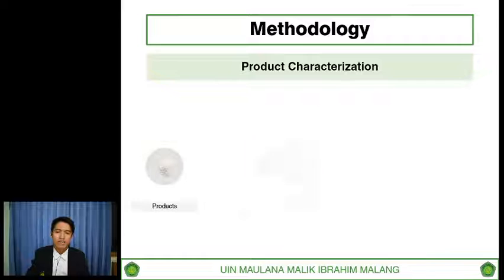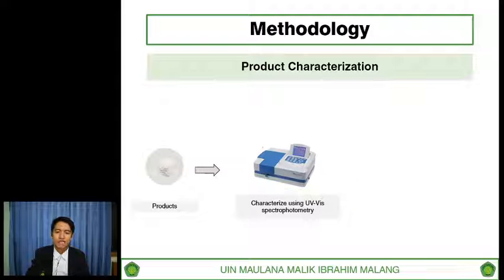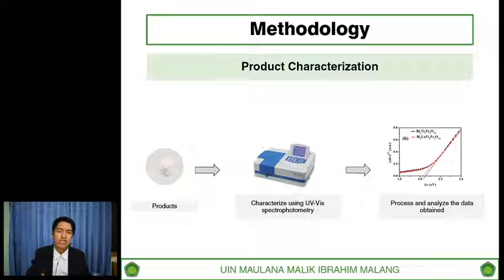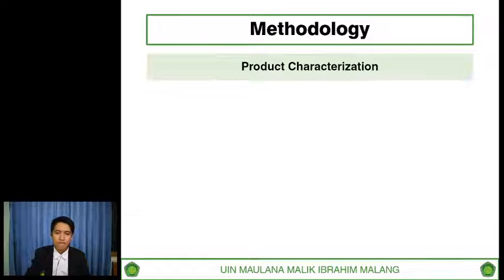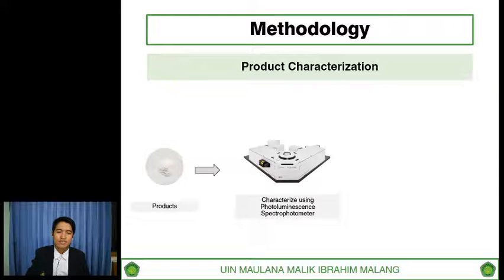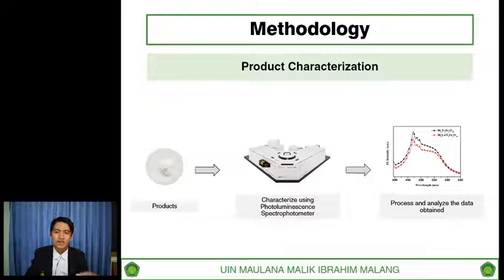The third one is characterization using UV-Vis spectrophotometry, in which the data that we obtain is the band gap energy. And the last one is characterization using a photoluminescence spectrophotometer, in which the data we obtain can be useful to understand the photorecombination activity. And then after combining all four data that we obtain, we can conclude whether the material that we produce satisfies us or not.